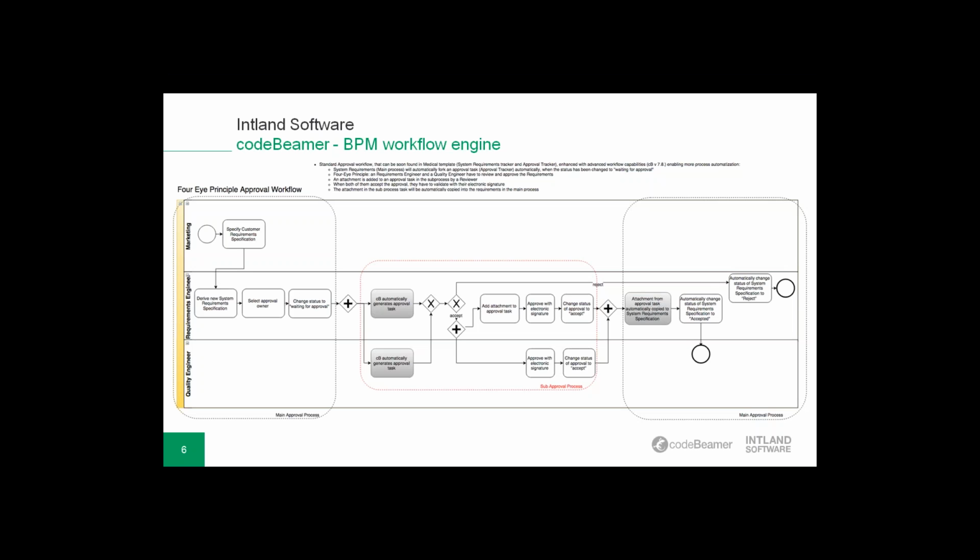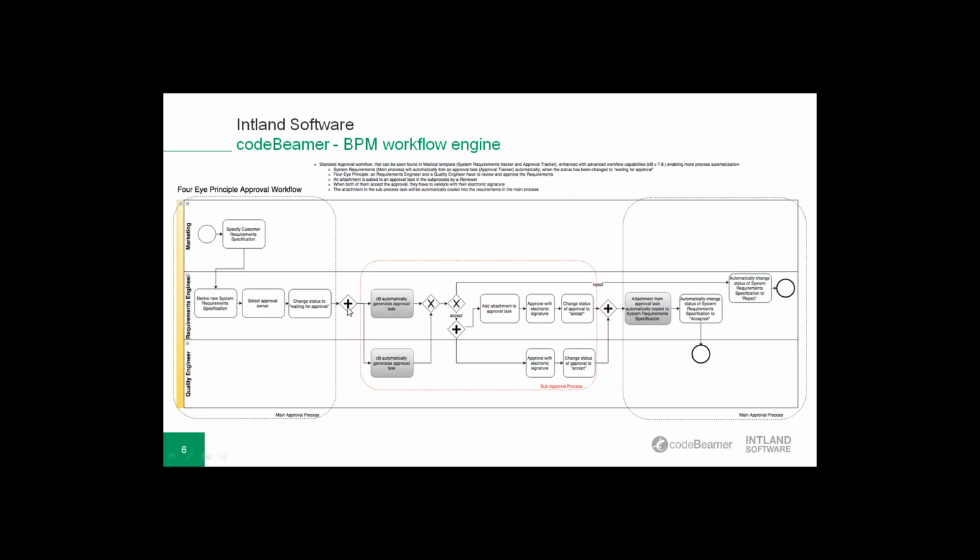So for example, I have a use case. If a marketing team specifies customer requirements and you derive the new system requirement specification, you will need to select approval owners. So for example, if you really need multiple members or people to look at and approve this work item, you can set up the so-called four-eyes principle as well.